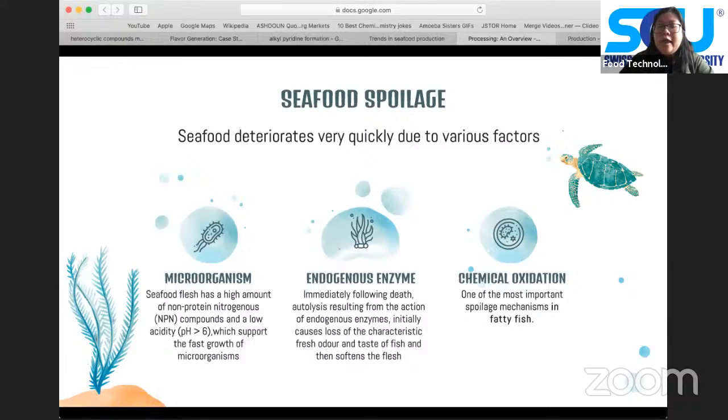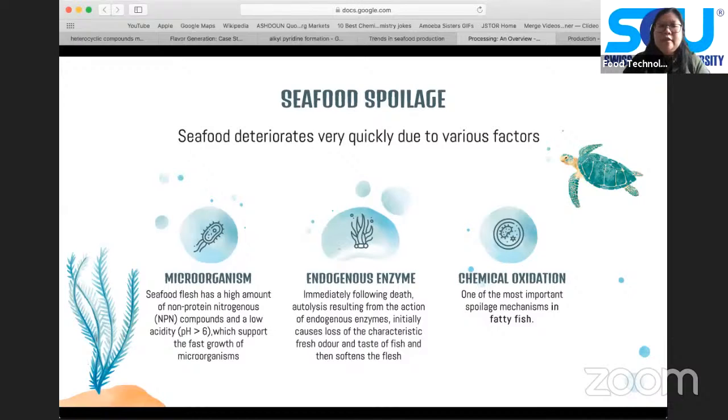And you have learned that in a living thing, including seafood, there are endogenous enzymes. Immediately following their death, autolysis will follow, as the action of endogenous enzymes. This action of endogenous enzymes and the autolysis causes loss of the fresh fish character, such as the fresh odor, the texture of the fish, and also the taste of the fish.